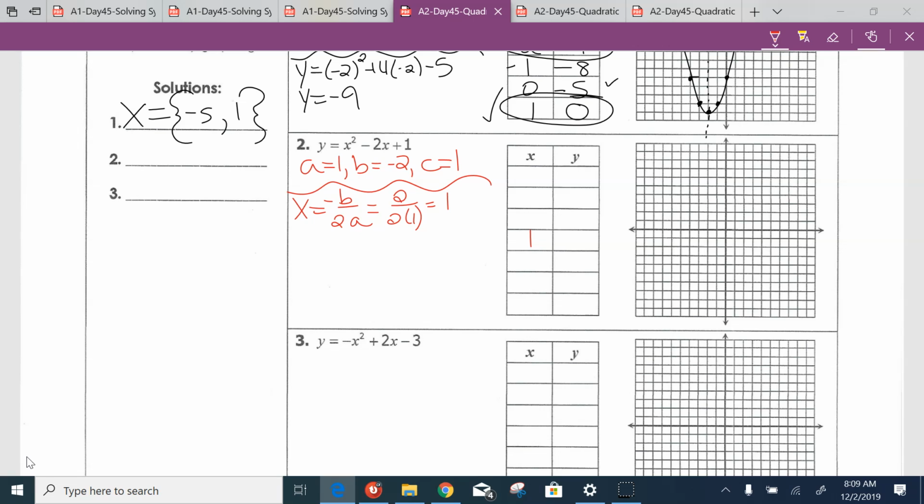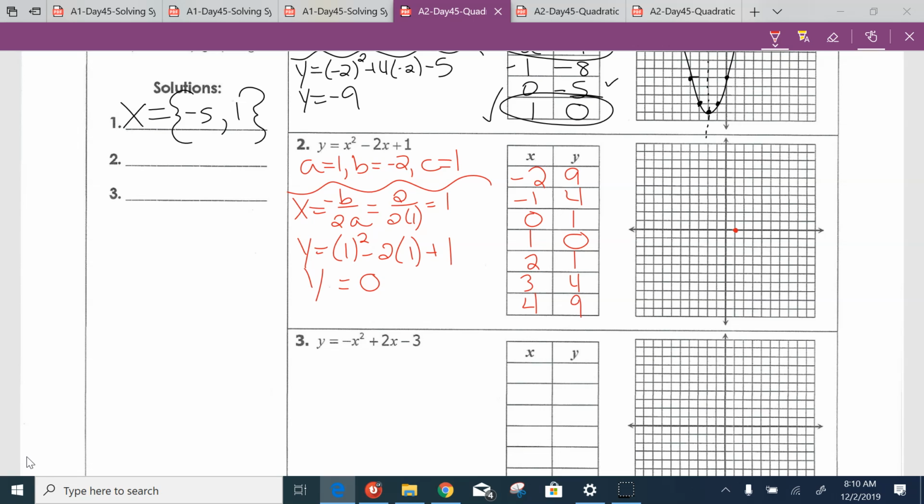Now I'll go ahead and just plug in 1 for x to solve to get my y variable for the vertex. And when I do all that, I get y equals 0. So there is my vertex at 1, 0, right there. Now I go ahead and pick some points going to the left and going to the right. When I plug them into the calculator and solve for all my values, I get the following y values.